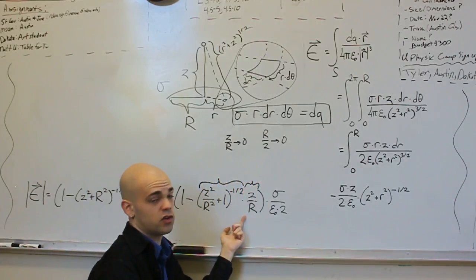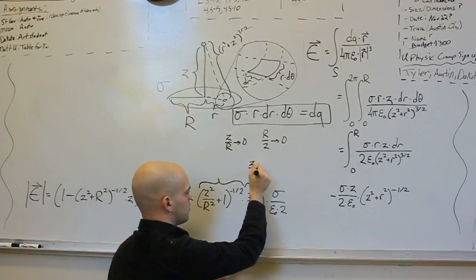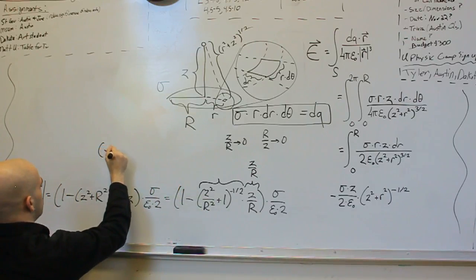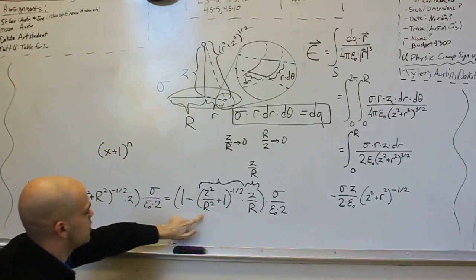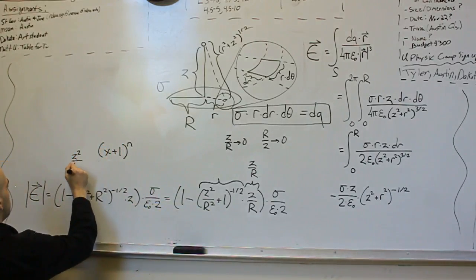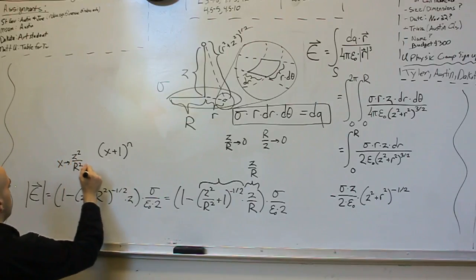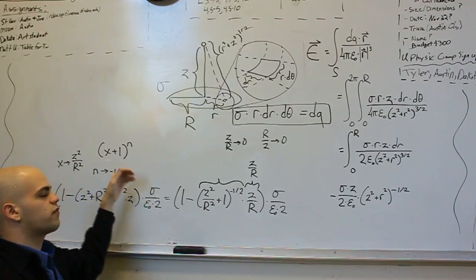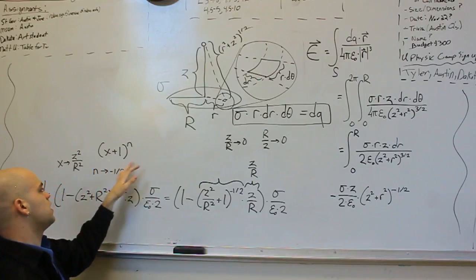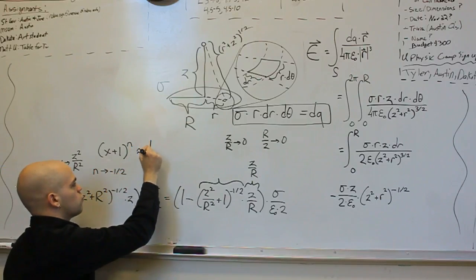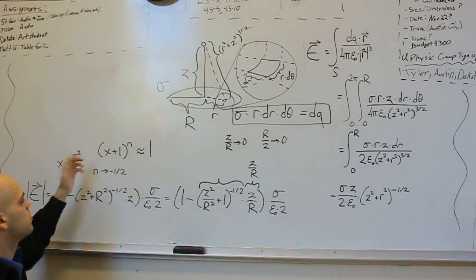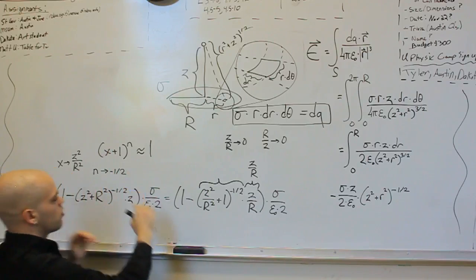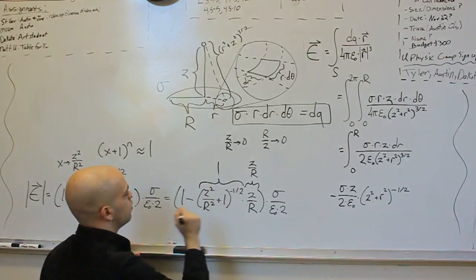Now this one is a single term, so the single term approximation of this is just z over r. This one, however, is a special case of x plus 1 to the power of n, where x is z squared over r squared, and n is negative 1/2. Now, anytime you see this form, the first term of this is just 1, because as x goes to 0, it just becomes 1 to the power of n, which is 1. So if we put in the first term, the first order approximation, it's just 1.